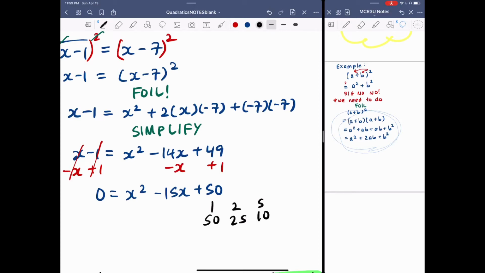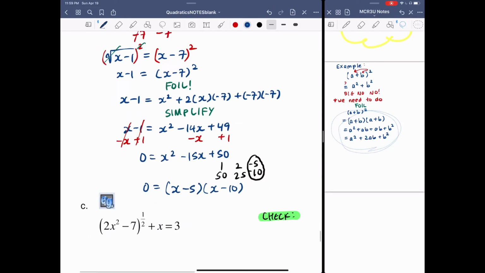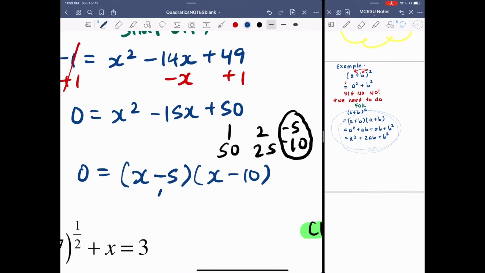And in order to multiply to a positive and add to a negative, I need to have these ones. Because negative 5 times negative 10 equals positive 50 and adds to negative 15. So I'm going to write that down. So I get 0 equals (x minus 5)(x minus 10). And so I get x is equal to 5 or x is equal to 10.